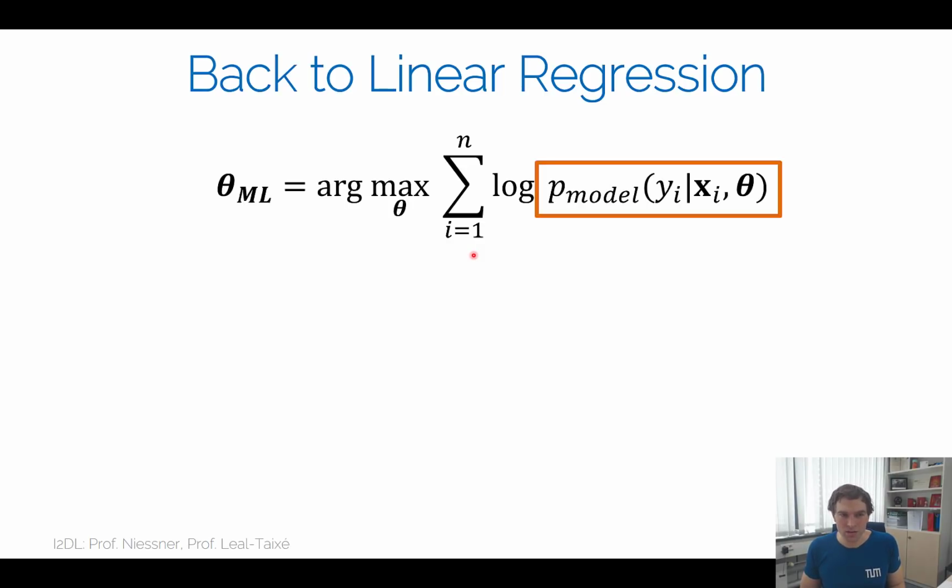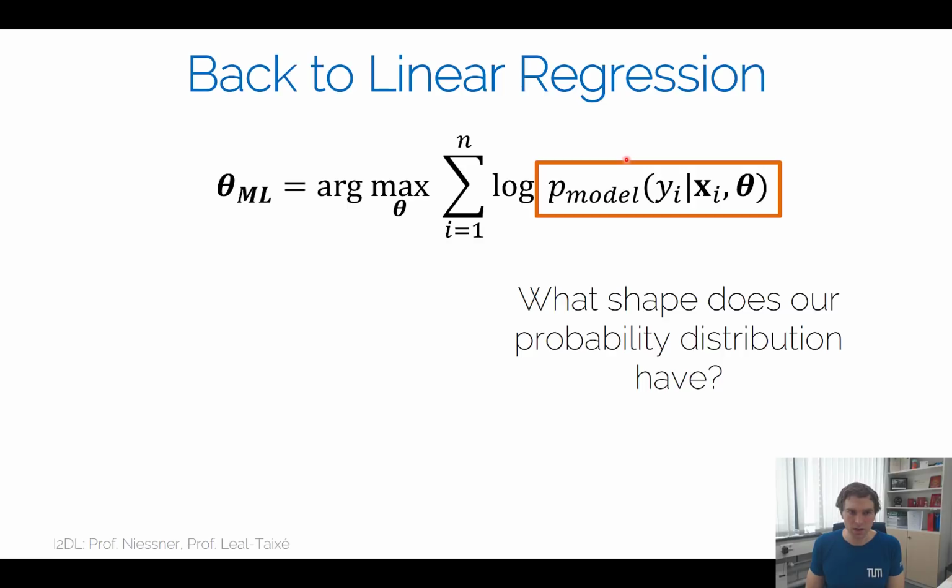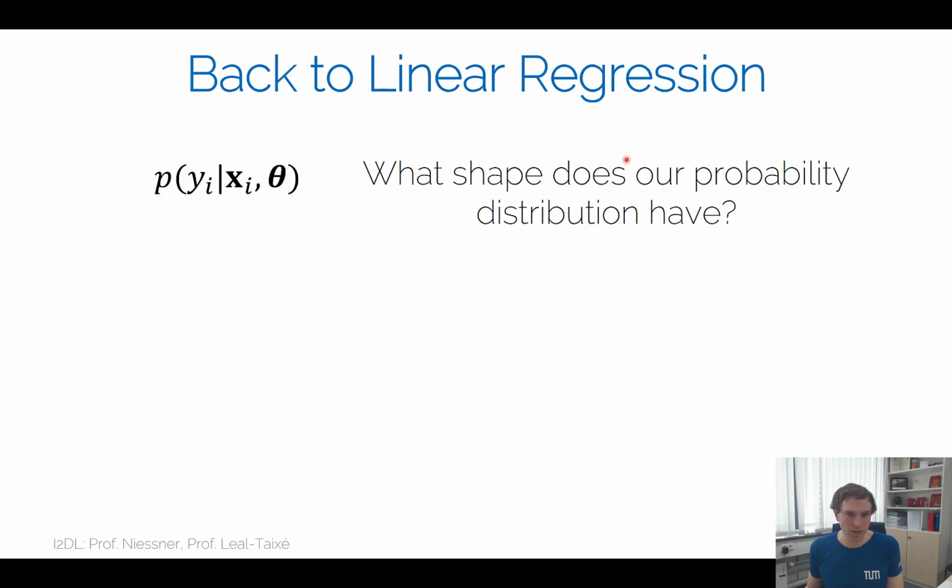We're looking at our distribution of our p model here. The question is, what kind of shape does that part have? That's something we would like to have a closer look at in the context of the linear regression that we talked about before. So we want to figure out what the probability distribution is here.